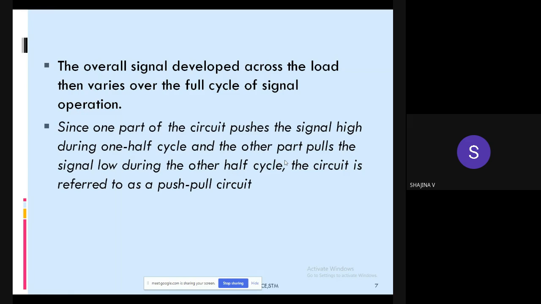Okay. And why are we calling it a push-pull circuit? Since one part of the circuit pushes the signal high during one half cycle, and the other part pulls the signal low during the other half cycle, right? So that is why we call it a push-pull circuit. That is, during the positive half cycle, the upper transistor pushes the signal high, and during the negative half cycle, the lower transistor pulls the signal to a low value, so that you obtain a complete signal at the output.